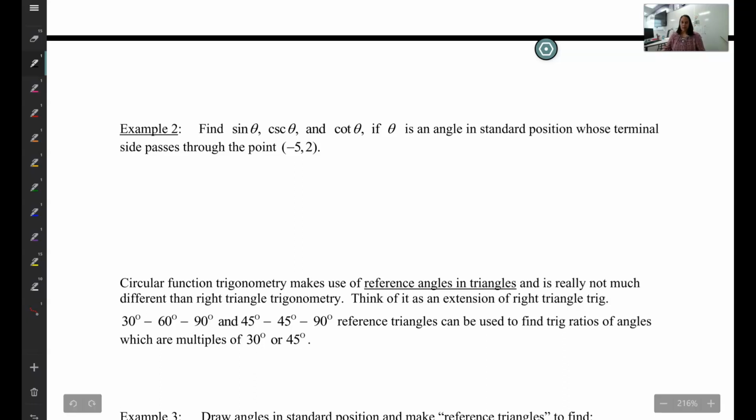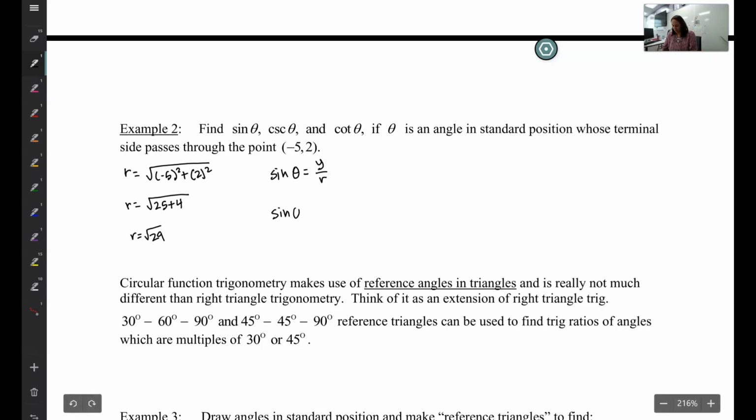Talk about a couple examples. We want to find sine, cosecant, and cotangent through this point. So the first thing we need to do is find our r. Square root of x squared plus y squared. Make sure your -5 is in parentheses. So then we've got 25 plus 4. So r is the square root of 29. You can simplify that to a decimal. You don't have to. Just remember that if you do it to a decimal, 3 decimal points. Always, always, always.